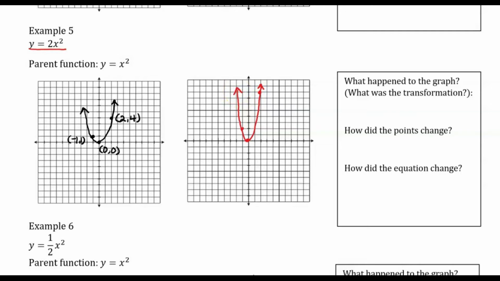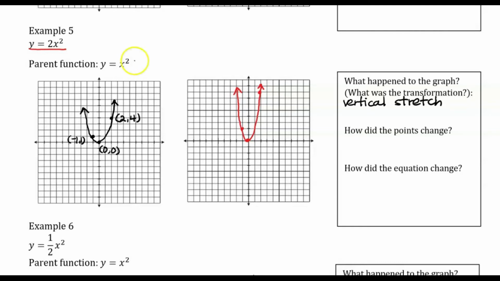So what happened to the graph transformation-wise? This is a vertical stretch. Imagine that you're taking the original graph, this original graph here, and you're grabbing the top of the graph, right here, you're grabbing both those arrows, and you're grabbing the bottom of the graph, you're grabbing that vertex, and you are pulling your hands up and down. You're stretching your hands further away from each other. So that's going to stretch that graph out vertically.